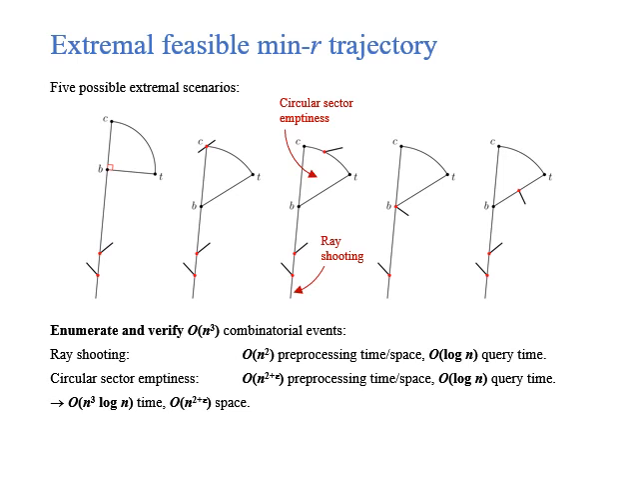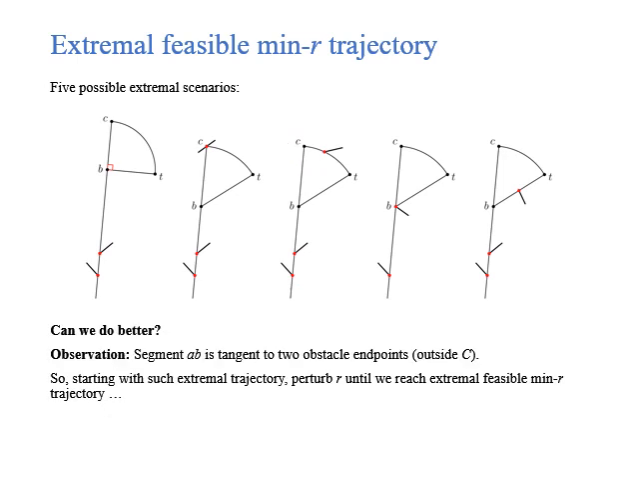The result is that we can find a feasible mean r trajectory, if one exists, in n cubed log n time using near quadratic space. Now, the next question is, can we do better and obtain a subcubic time algorithm?